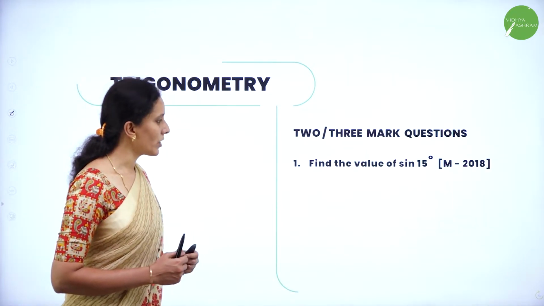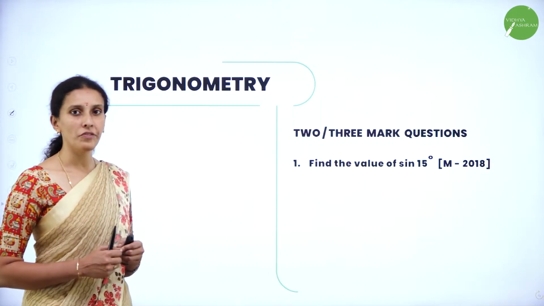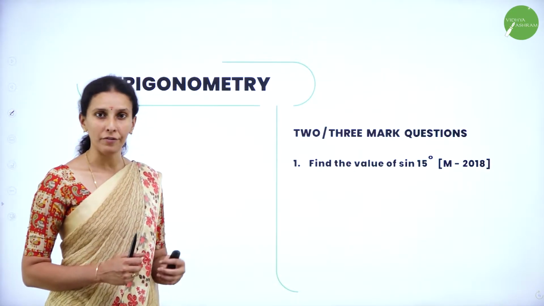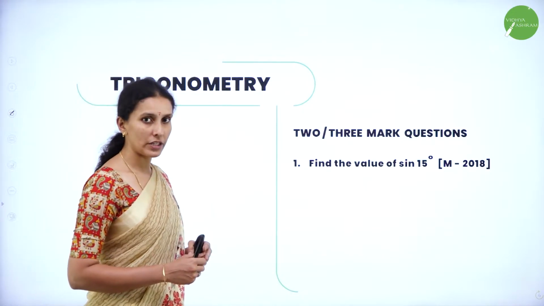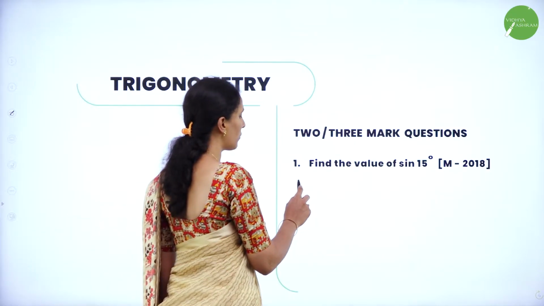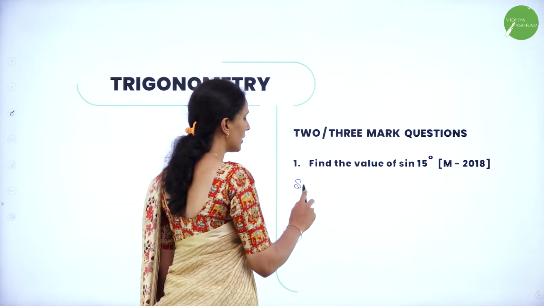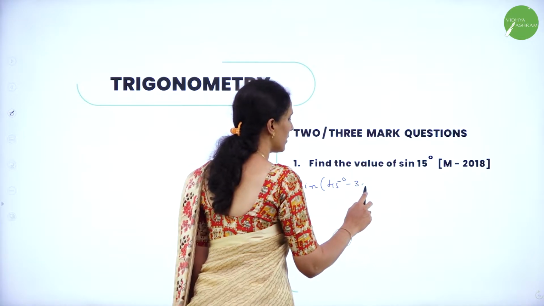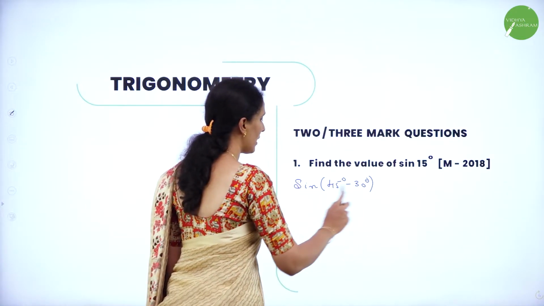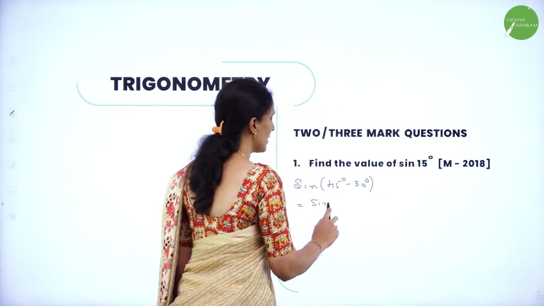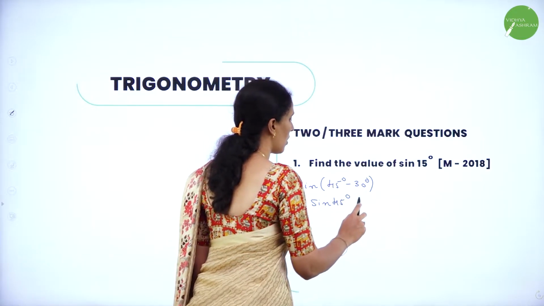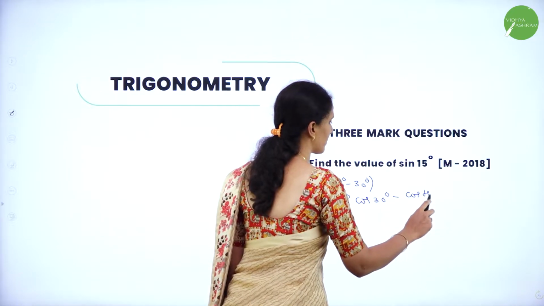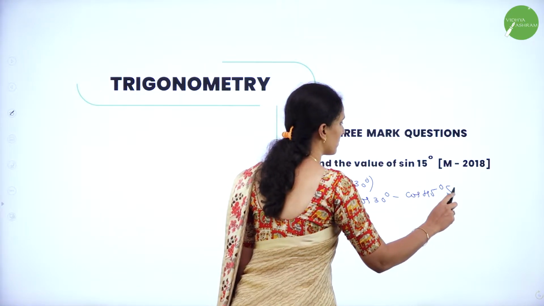So the first question in this session is find the value of sine 15 degree. So in previous session, we have found it for tan 15 degree. So here sine 15 degree again can be written as a sum of difference of 2 angles, that is sine 45 minus 30 degree. Now this is in the form of sine A minus B, which can be written as sine A cos B minus cos A sine B.